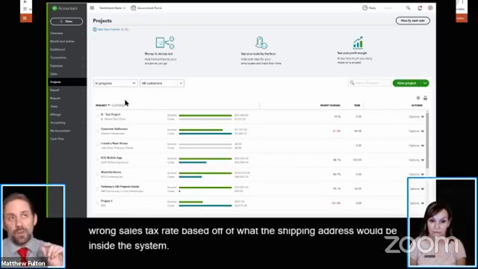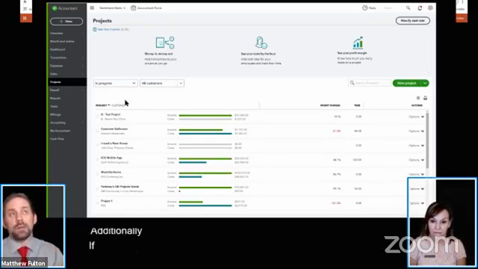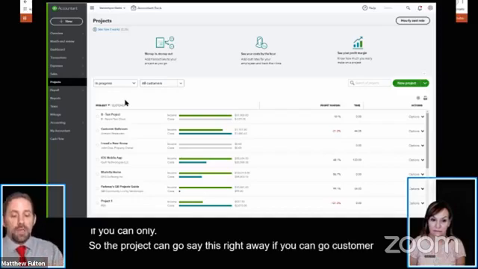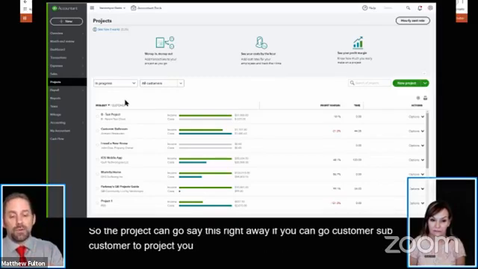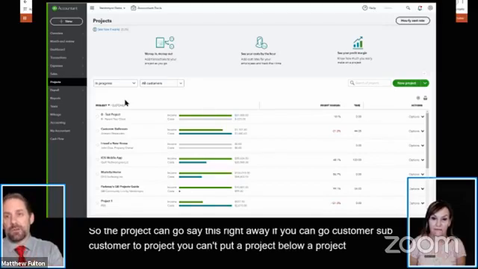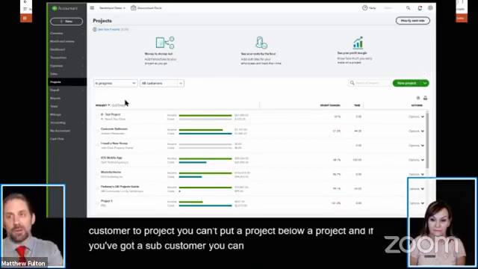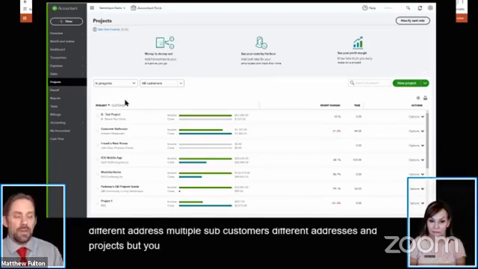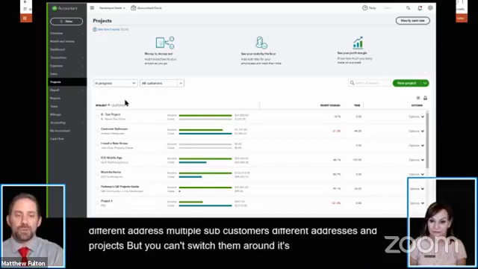Additionally, let's say this the right way. You can go customer, sub-customer, to project, but you can't put a project below a project. If you've got a sub-customer, you can go customer, sub-customer with different address, multiple sub-customers with different addresses, and projects, but you can't switch them around. It's very stuck once you do that.